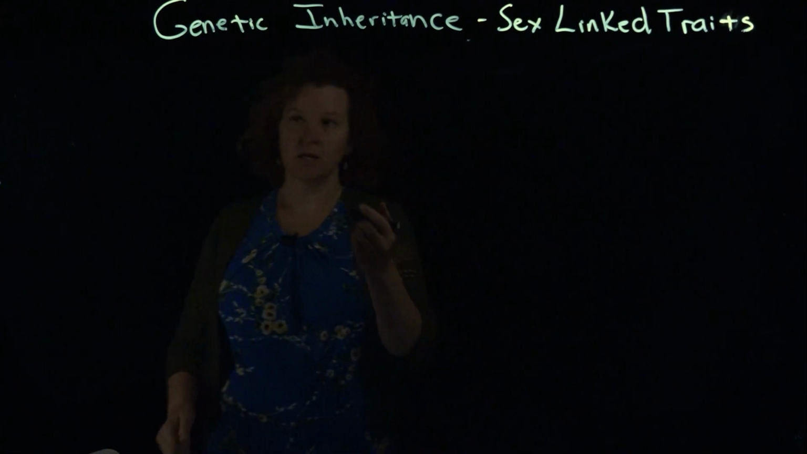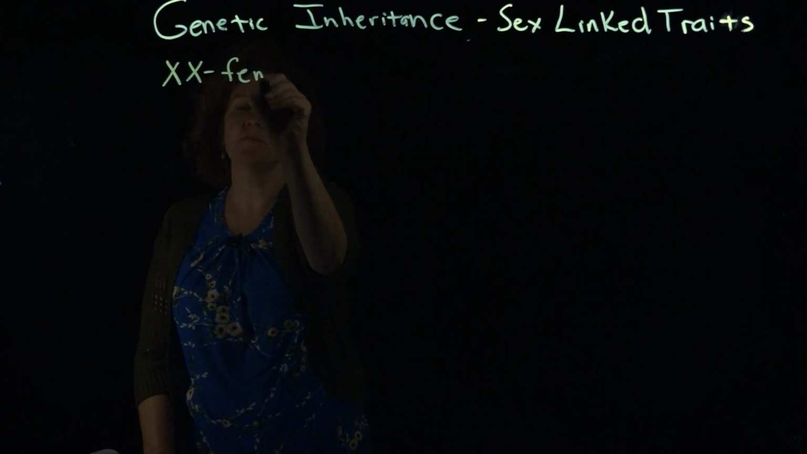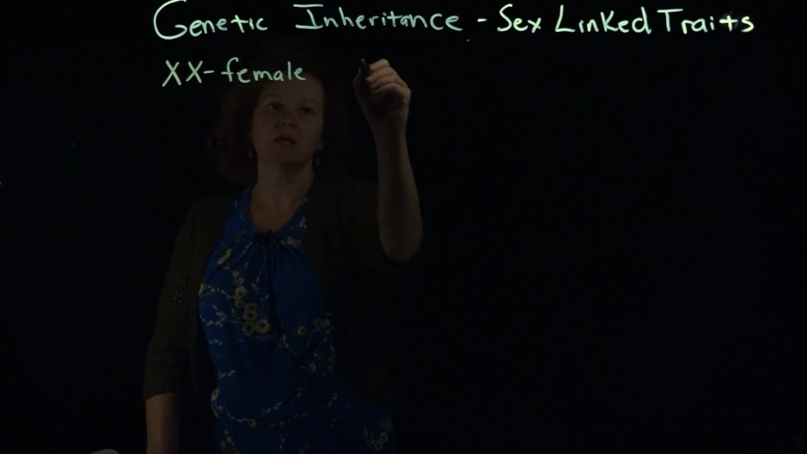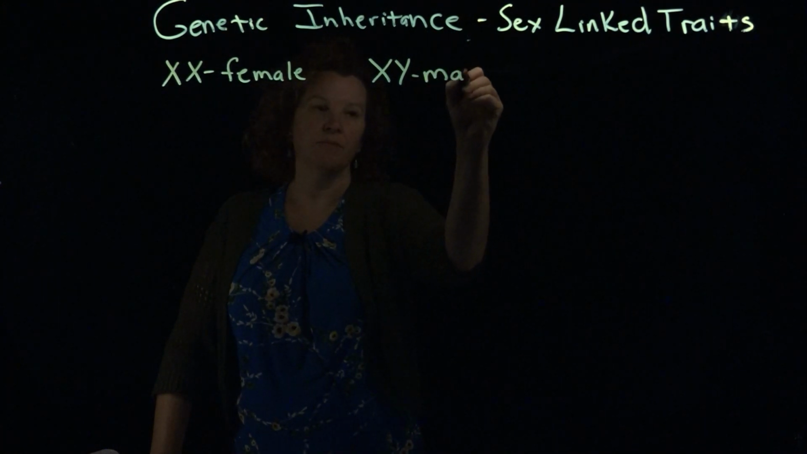So in sex determination, the XX combination is going to give you female, and then the XY is going to be male.